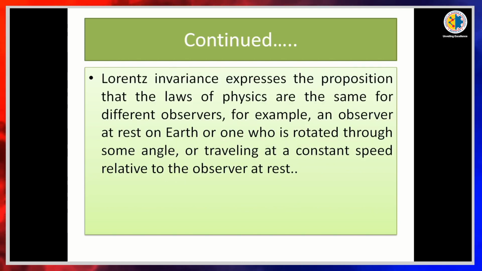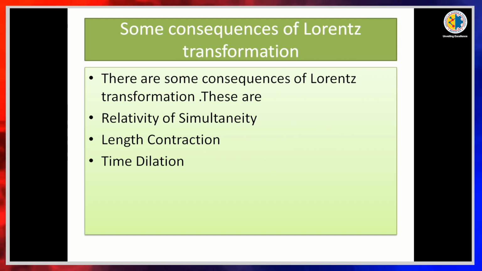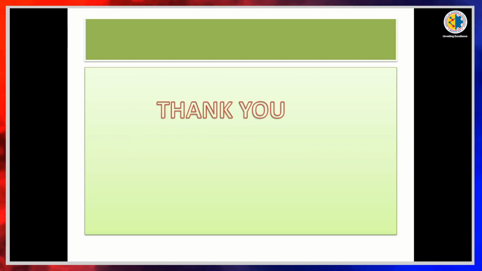Lorentz invariance expresses the proposition that the laws of physics are the same for different observers. For example, an observer at rest on Earth, or one who is rotated through some angle, or travelling at a constant speed relative to the observer at rest. Now I am going to mention the consequences of the Lorentz transformation. In my next class, I will discuss the consequences in detail. The consequences are relativity of simultaneity, length contraction, and time dilation. In my next class, I will discuss them in detail.